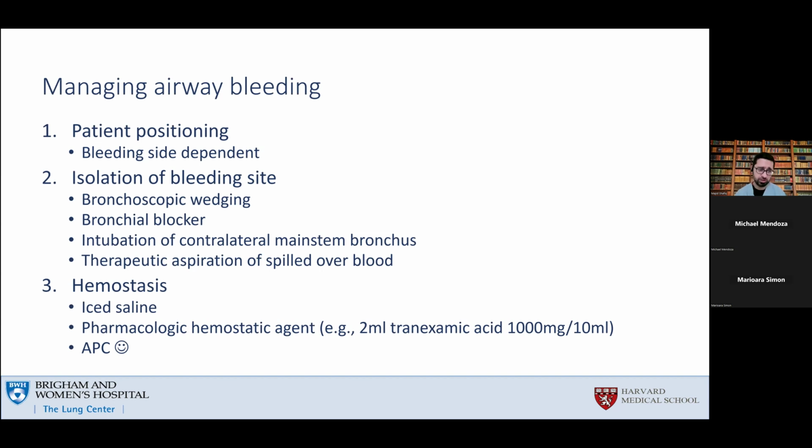A pharmacologic hemostatic agent such as tranexamic acid is very much a possibility. Some people really like to use topical epinephrine.